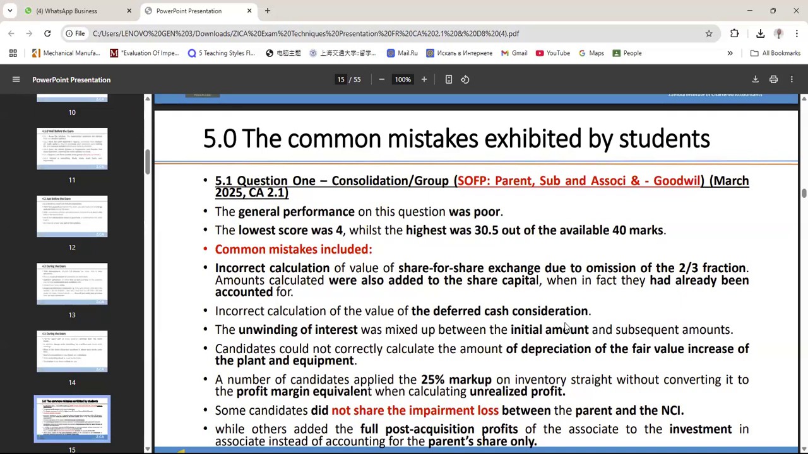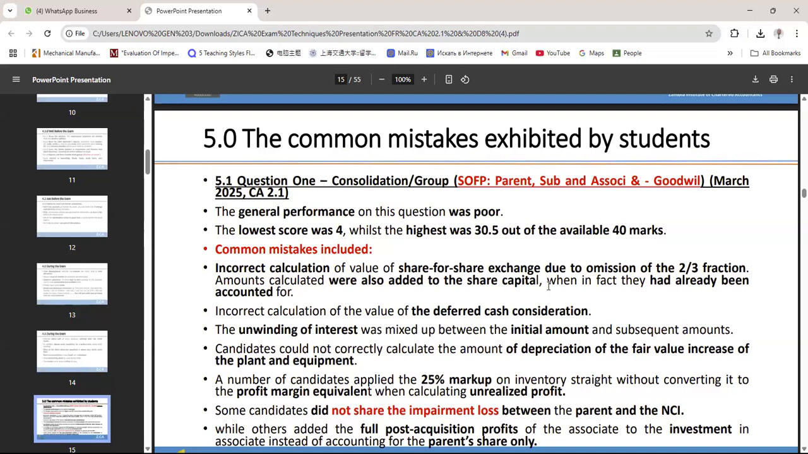Now, we are going to see what they are saying. They are saying amounts calculated were also added to the share capital when in fact they had already been accounted for. This is very important. If the financial position will come, no matter how complicated the question, we only pick the share capital of the parent. Now, if there is a share exchange and it was recorded, it means it has already been accounted for. So if you answer question 1 of the same CA2.1, it was recorded. If you go to D8, it was not recorded.